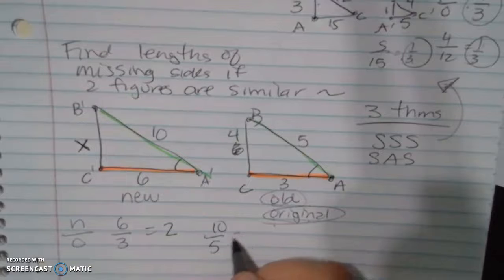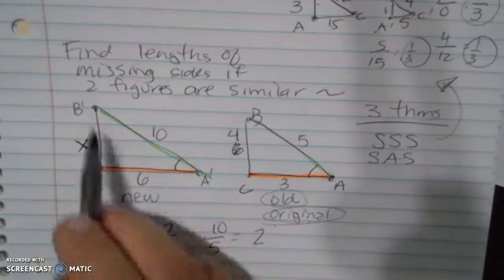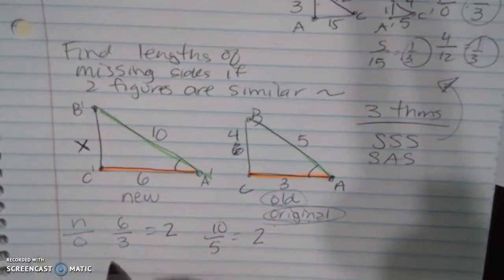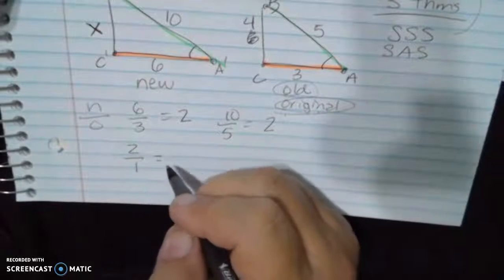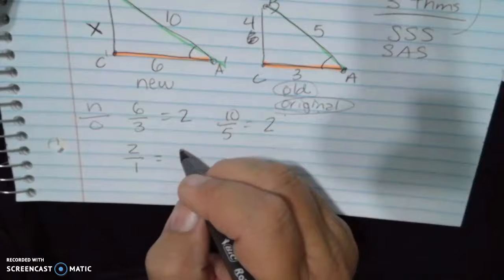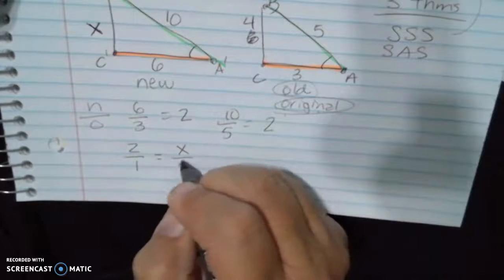10 over 5 reduces to 2. So if I want to figure out this one, I'm going to do new over old, or 2 over 1, because a whole number 2 can be written as a fraction 2 over 1. And then I want x over 4.